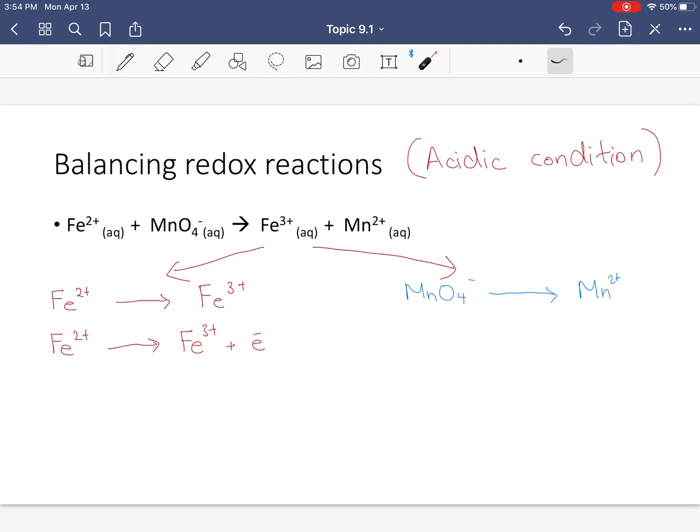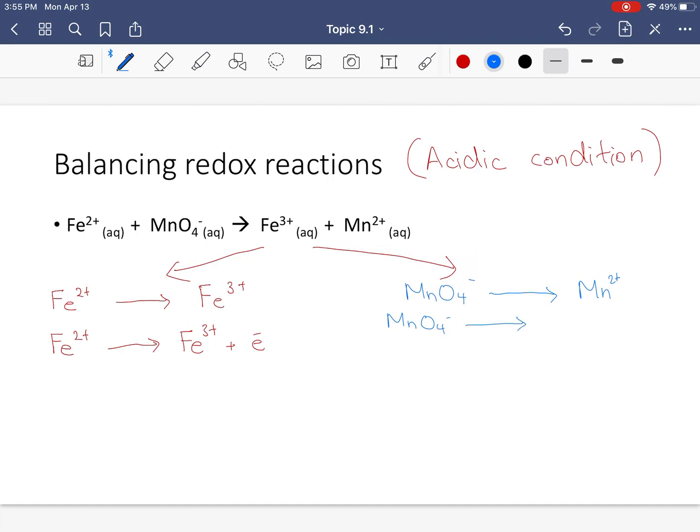Let's put this aside. Let's take a look at the MnO4 side. Now, the problem with MnO4 is that oxygen. First, don't look at the oxygen, look at Mn. Is Mn balanced? Yes, manganese is balanced, so you don't have to worry about manganese.